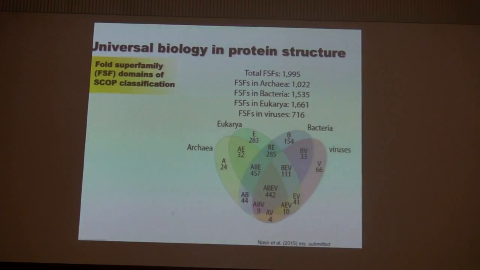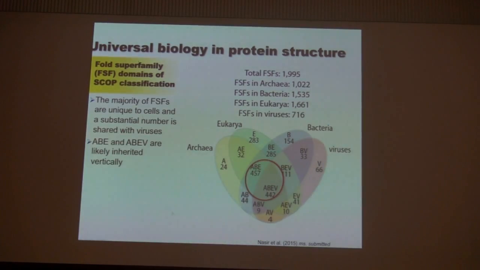And each Venn group implies a statement of sharing, doesn't it? So if I have the Venn group of A and E, it implies that these are fold structures that are being shared by archaea and eukarya. And if I have the ABE group, these are the fold structures that are shared by all cells. And the ABEV group is shared by all cells and viruses.